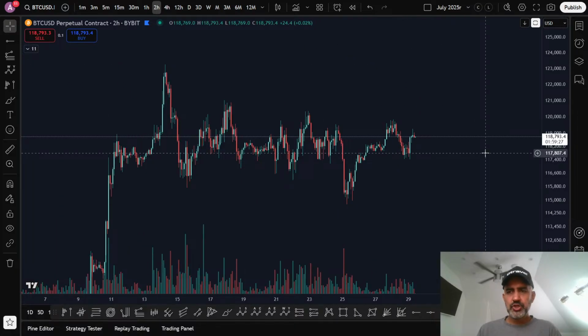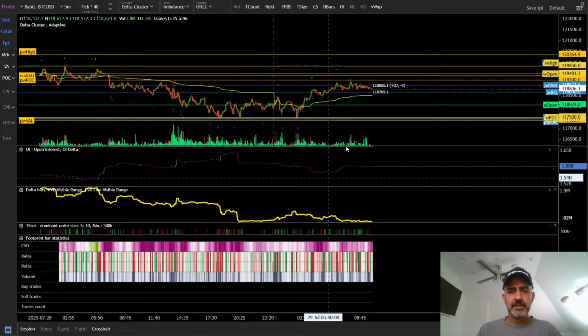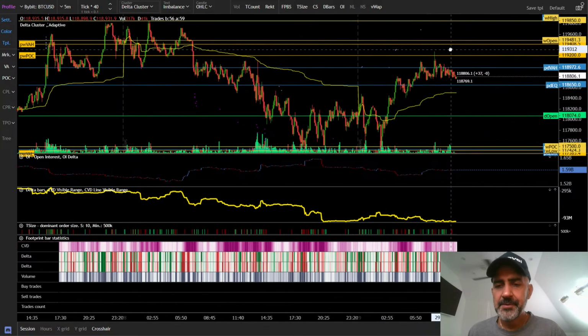Let's have a look at the range. Let's have a look at the order flow. Let's have a look at the charts this morning. So we're going to have a look at the order flow first. Let's have a look here.